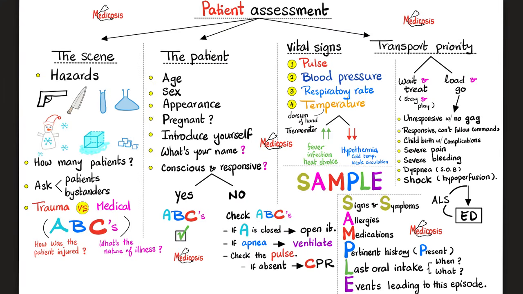In the last video, we talked about the assessment of the scene, the patient, the ABCs, patient priority or transport priority. Should I wait and treat or should I load and go? Should I stay and play or should I grab and go? If it's something minor that you can manage, then wait and treat. But if it's something that is an absolute emergency and the patient has to go to the hospital right now, we're gonna load and go. These patients include the patient who is unresponsive with no gag reflex, the patient who is responsive but cannot follow your verbal commands, the mother in labor or childbirth with complications, severe pain, severe bleeding, dyspnea, and shock.